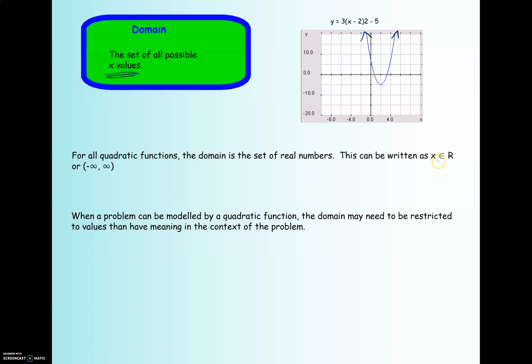This can be written as x belongs to the real numbers, or in interval brackets, negative infinity to infinity. It goes on forever, both left and right, so both to negative infinity and infinity.